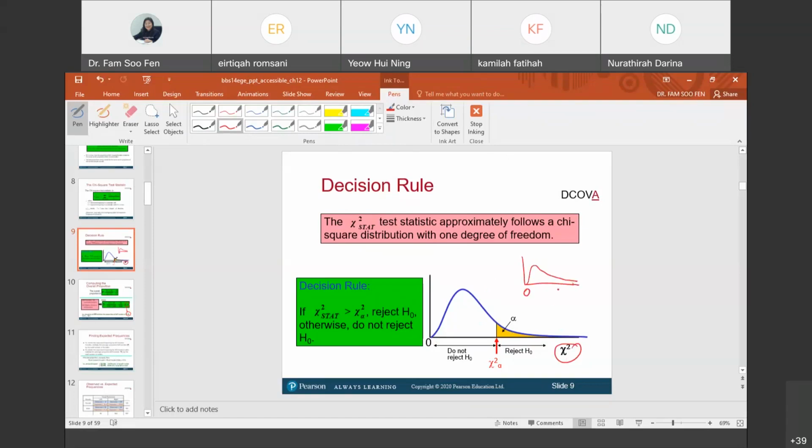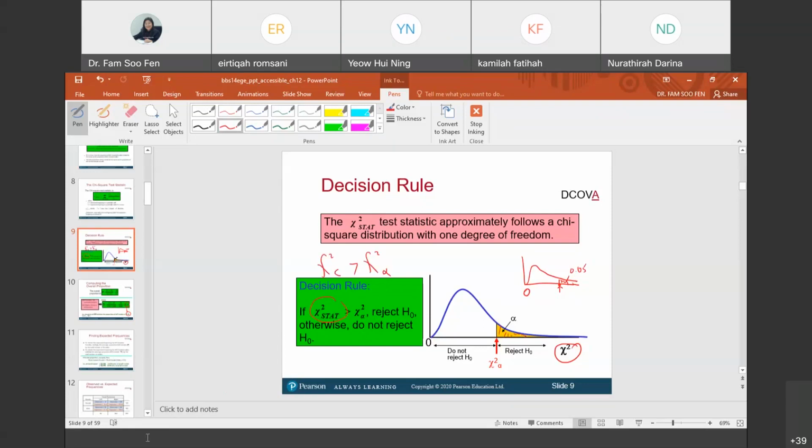So we're talking about the alpha. Let's say that the alpha is 5%, 0.05. So we're going to see this one for what? The critical value. If our chi-square calculated is bigger than our chi-square critical value, then reject H0. If we fall in this region, it means they fall into the rejection region of H0, so we will reject H0.